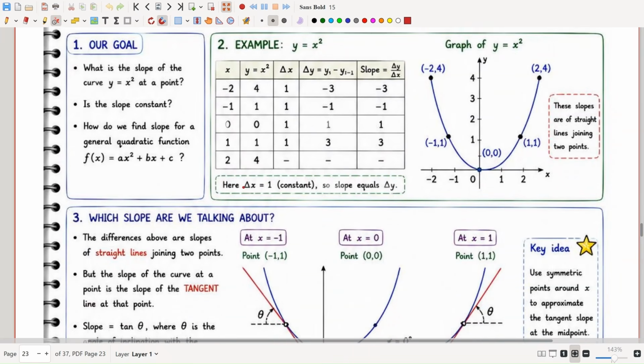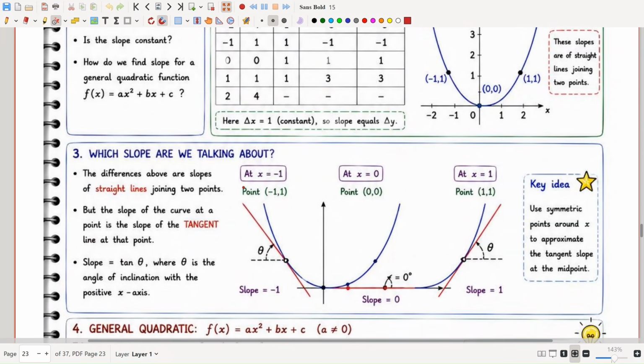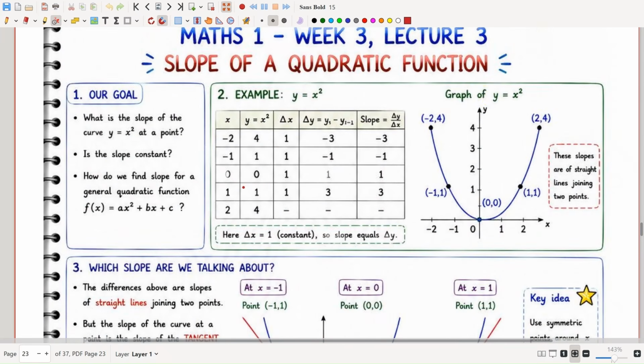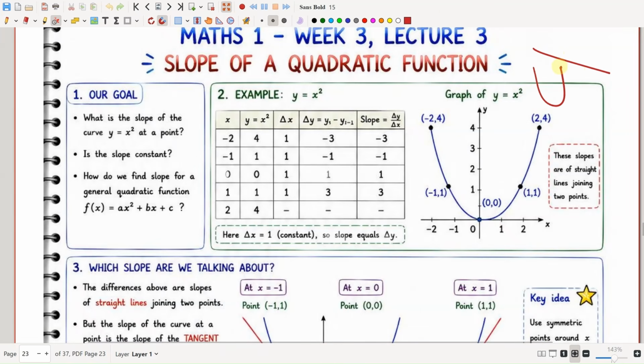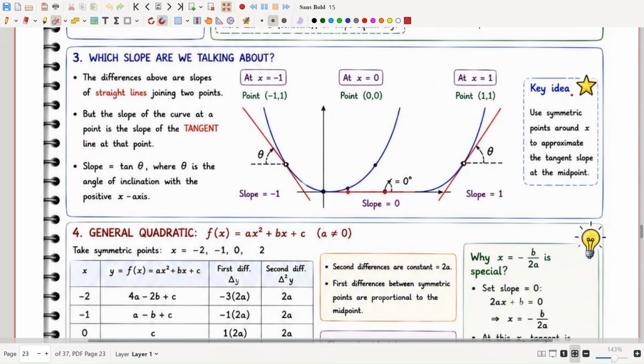Okay, this is one of the concepts. See here, the slopes will always be some straight lines joining 2 points. The graph can be anything. It can be a straight line or it can be a parabola, but always the slope will be a straight line joining 2 points.